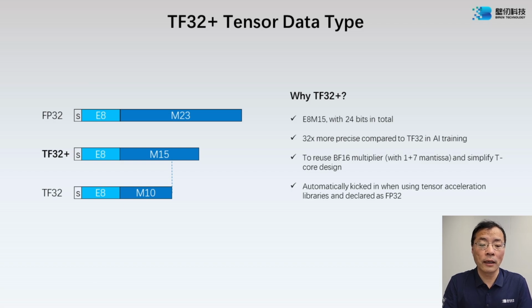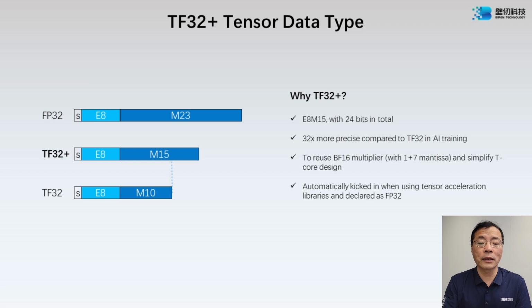This format has been efficiently implemented inside our tensor core. It has 1/2 of the BF16 throughput, which means it can reach 512 teraflops for TF32 Plus format.